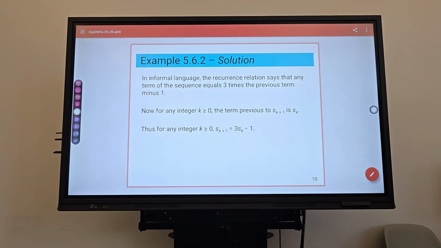In informal language, the recurrence relation says that any term of the sequence equals 3 times the previous term minus 1. Now for any integer k greater than or equal to 0, the term previous to s sub k plus 1 is s sub k. Thus for any integer k greater than 0, s sub k plus 1 equals 3 s sub k minus 1.